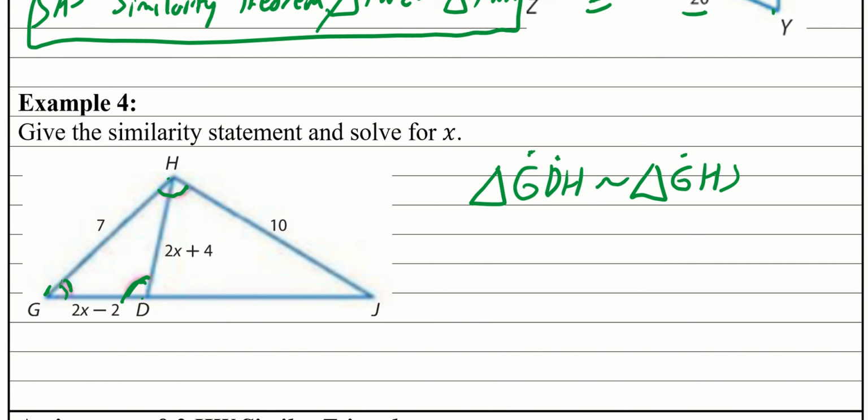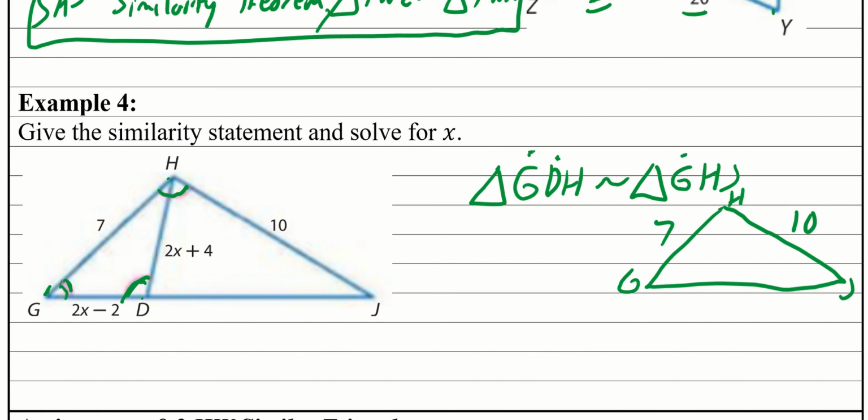So I'm going to draw GHJ, and I'm going to leave it oriented the same way that it is. With GHJ, I'm given 7 here, and I'm given 10. Okay, that's simple enough, right? I'm just given two different side lengths.